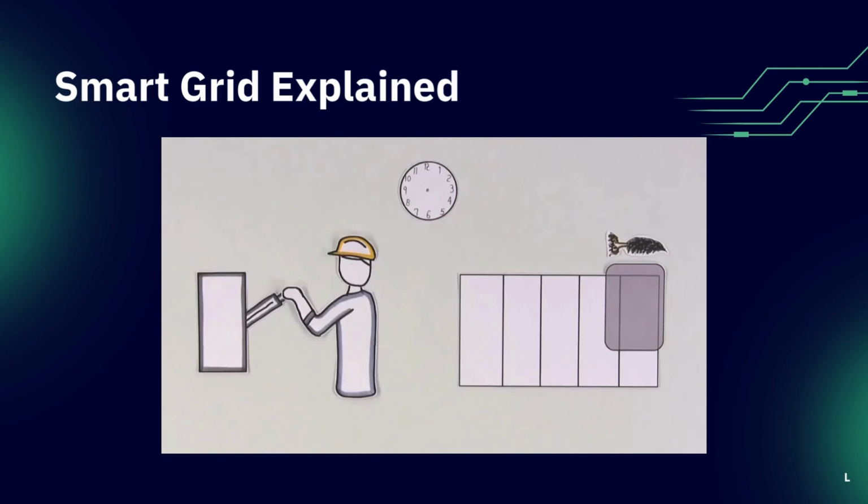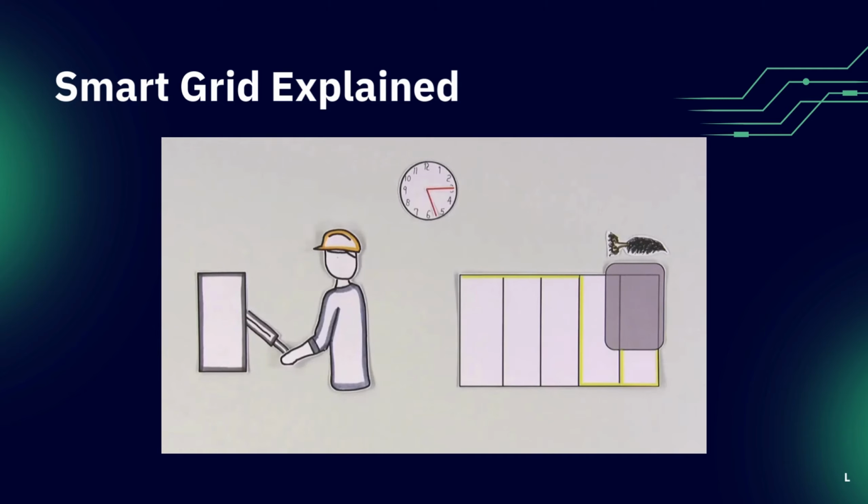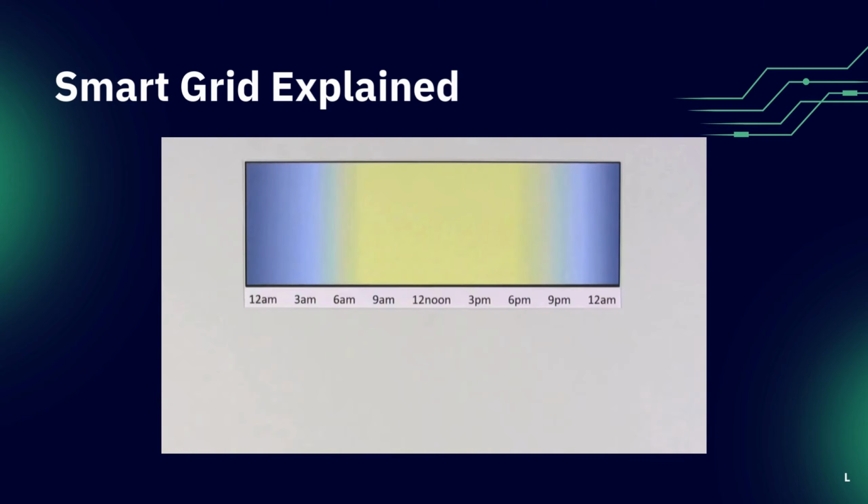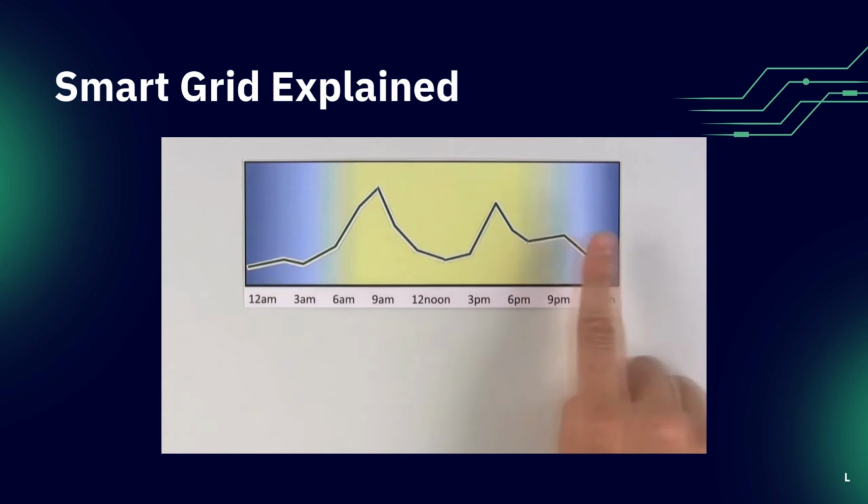So here, if a tree falls, the conventional grid requires a person to manually reroute the electricity, which requires time. On the other hand, the smart grid only uses sensors to reroute the traffic, which has a lesser response time. And also, electricity prices vary at different times of day.